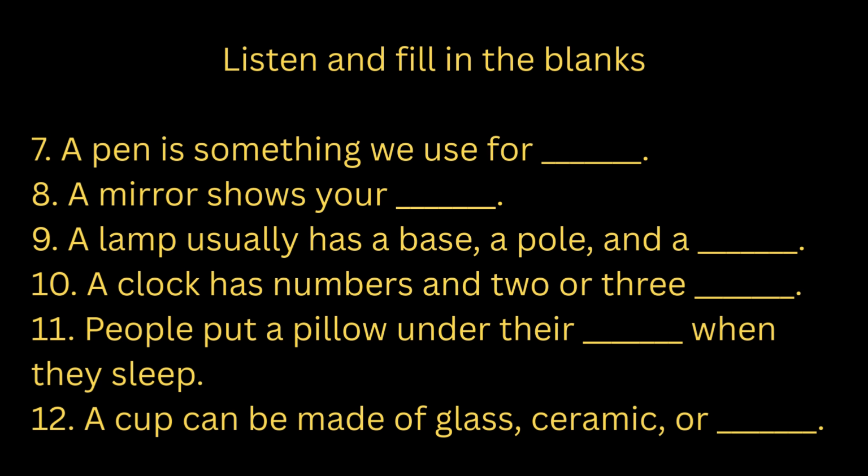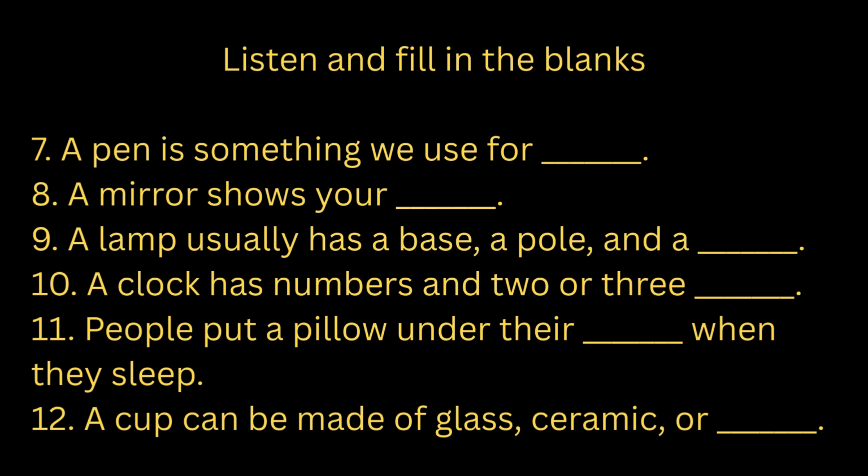Now let's look at a lamp. A lamp gives light. It can be on a table or on the floor. A lamp usually has a base, a pole, and a lampshade. Some lamps are tall and others are short. Lamps can be turned on and off with a switch or a button.